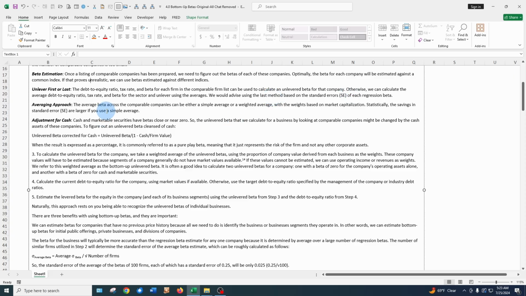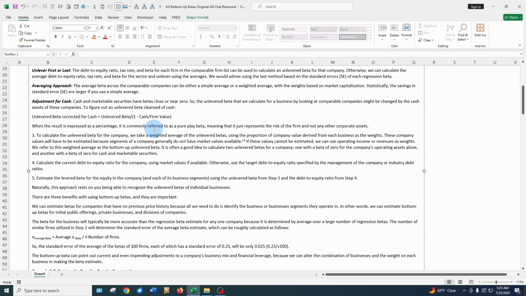Averaging approach. The average beta across the comparable companies can be either a simple average or a weighted average, with the weights based on market capitalization. Statistically, the savings in standard error are larger if you use a simple average.